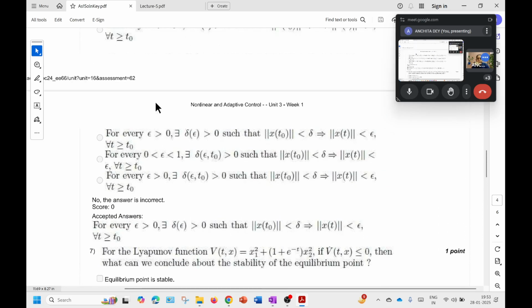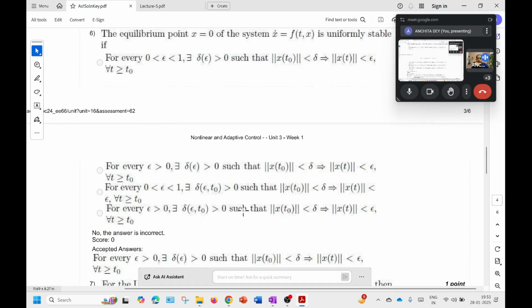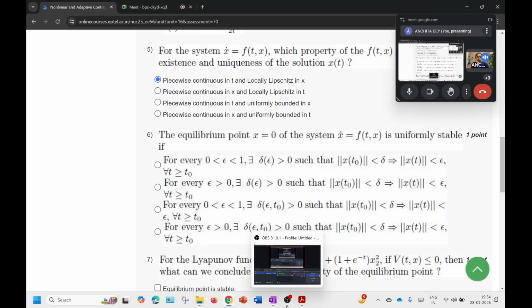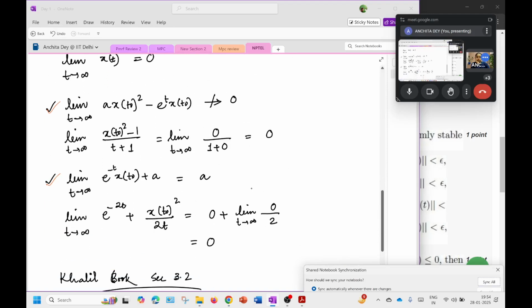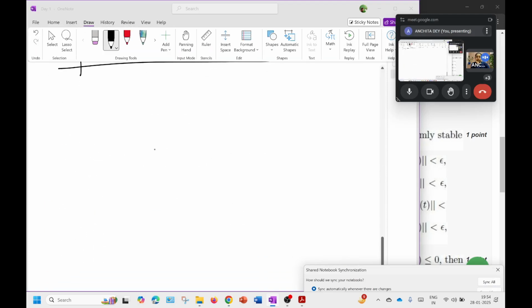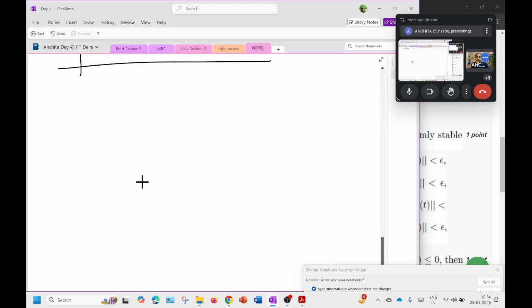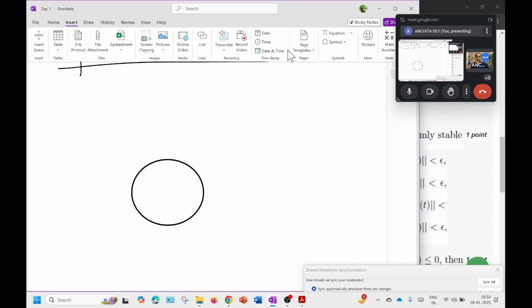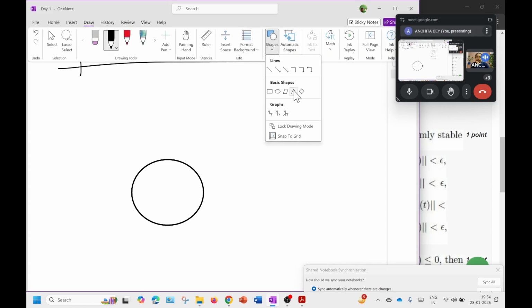Oh yes, okay, yeah. So for every epsilon that is greater than 0, you will have a delta epsilon which is greater than 0, such that if your initial state starts within the delta ball, your trajectory will eventually go around but always stay within the epsilon ball. Okay, so if you look at the answer, it is simply saying that, well, say you have this, so this is your delta ball, okay, and then you can have another epsilon ball around it.